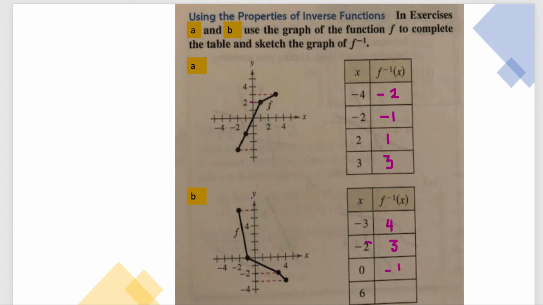And I'm looking for 6. So 6 is here. Let me write 6 is here. And the range of the inverse function is negative 2. So the inverse function is negative 2. So we already completed the graph of the inverse functions.